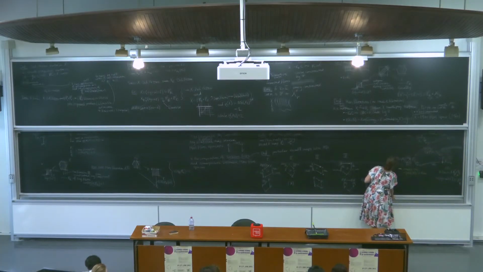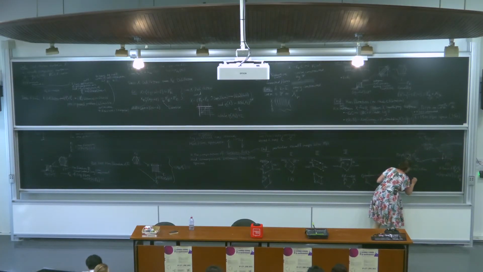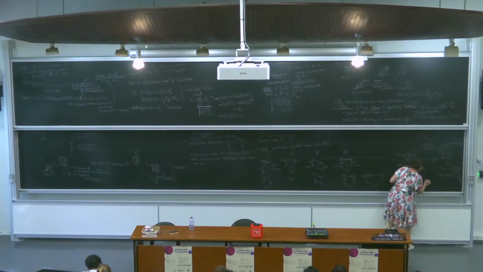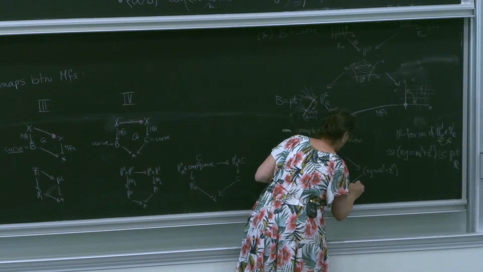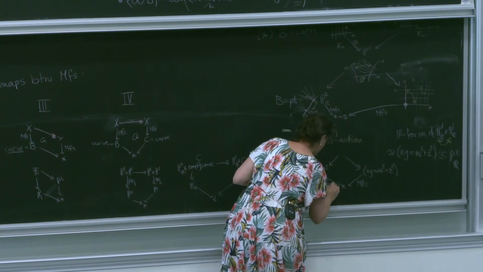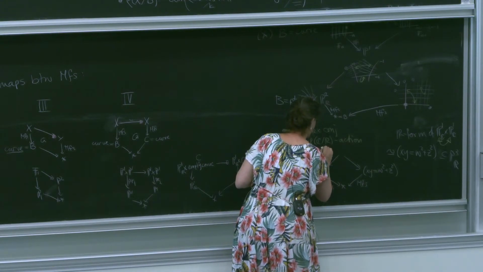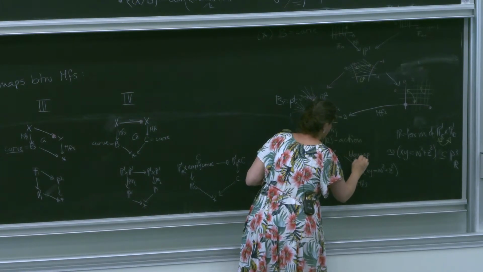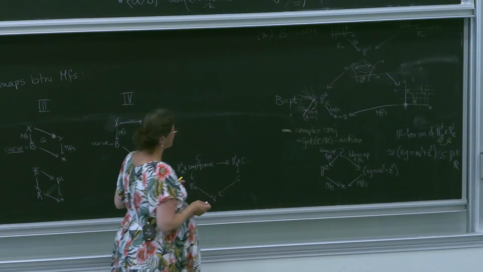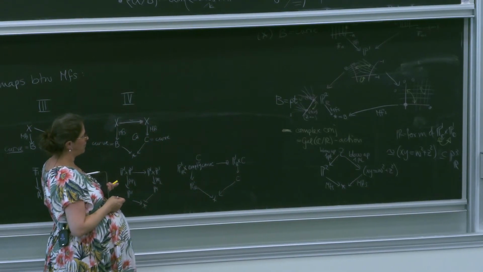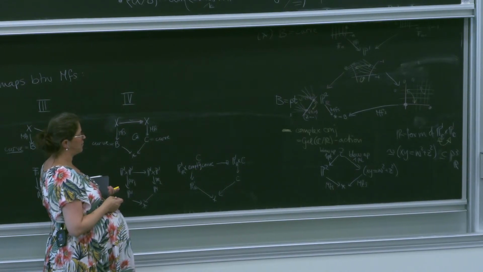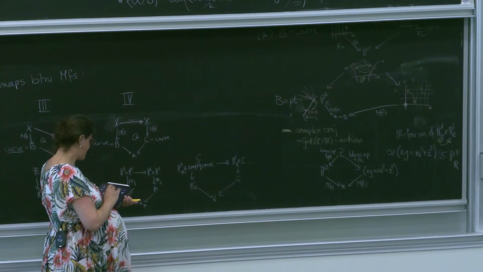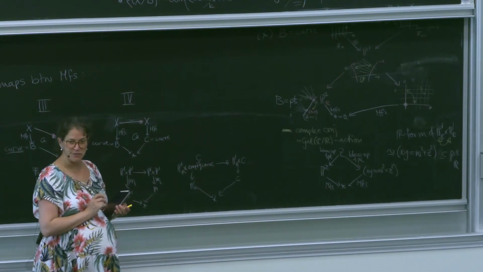Okay, I'll write it down maybe nicely. So we have P2 over a point, and then so this is our diagram. Do you have questions about this example?